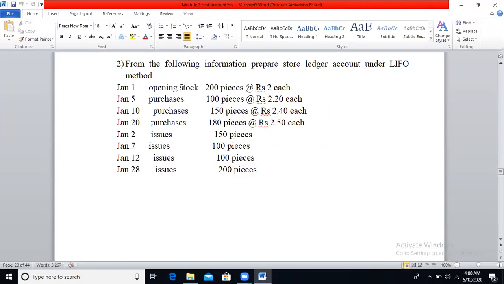Now, first you have to see the dates, whether the dates are arranged or not. So here the dates are not in an arranged manner. First you have to arrange the dates. January 1st, then you have January 2nd issue, January 5th, then January 7th, January 10th and January 12th, January 20th and January 28th. So let's solve the problem.